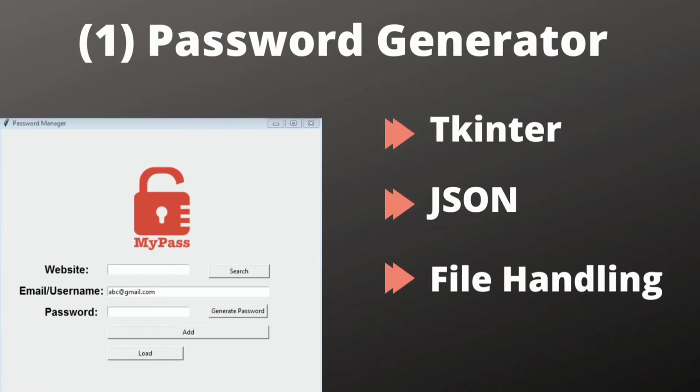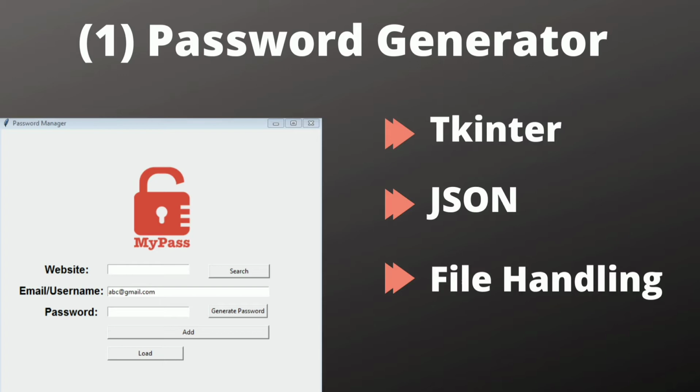Okay, so now let's talk about the first project, which is a password generator project. I have created this project which looks like this. In order to create a project which looks like this, you need to learn about three things, in which the first thing is the Tkinter module. The Tkinter module is basically used for creating graphical user interfaces in Python.